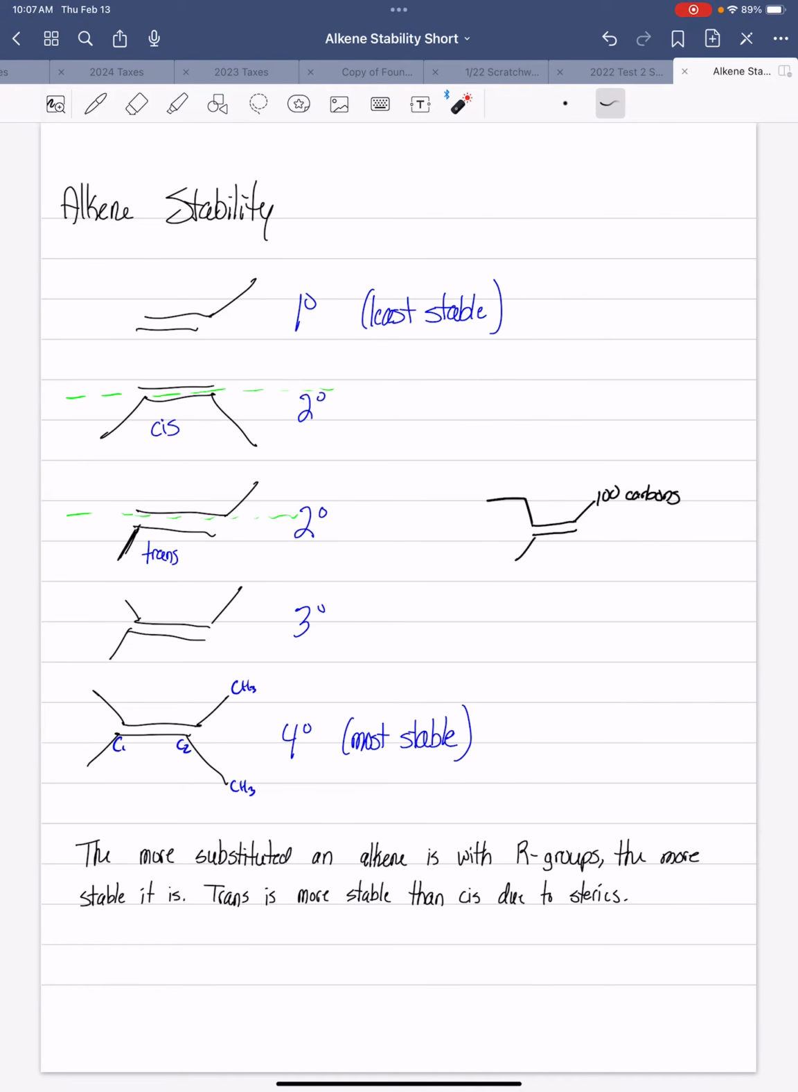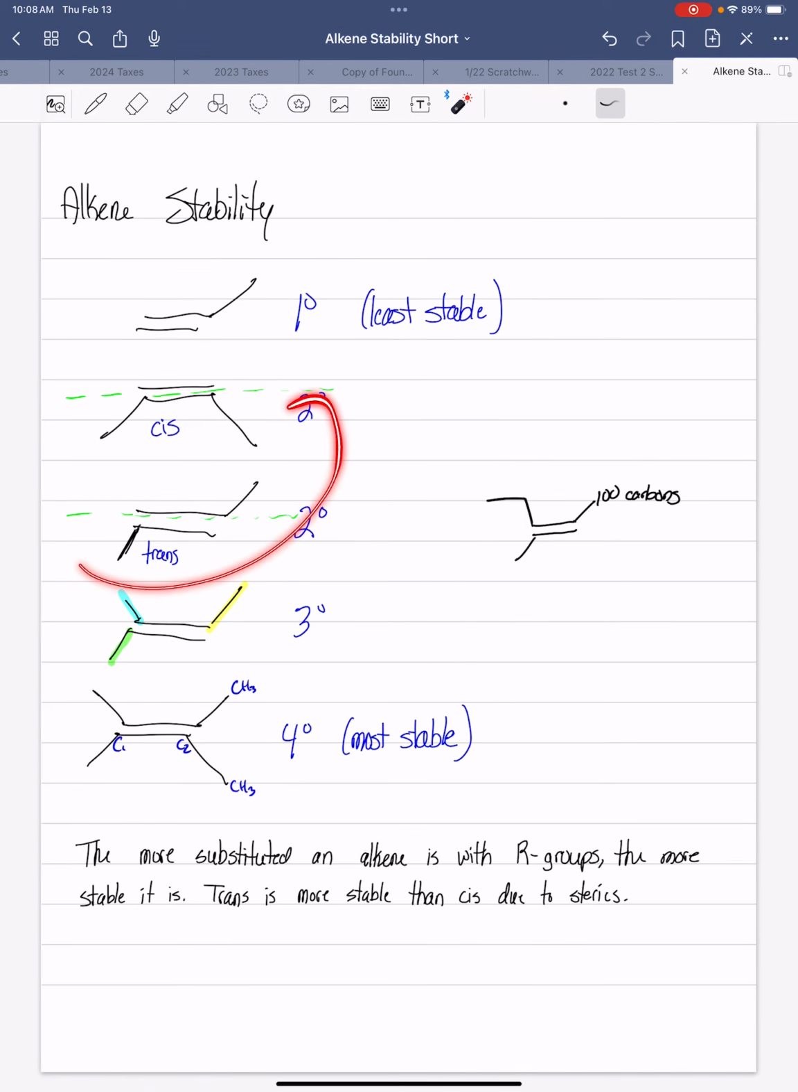So just to make sure you guys understand this concept of more substituted, less substituted, R groups, carbon-to-carbon bonds, that kind of thing, let's look at this tri-substituted alkene right here. I'm going to highlight each R group so you can see it. This would be the first one in yellow. This would be the second one in blue. And this would be the third one in green. So I have three carbon-to-carbon bonds, or R groups.